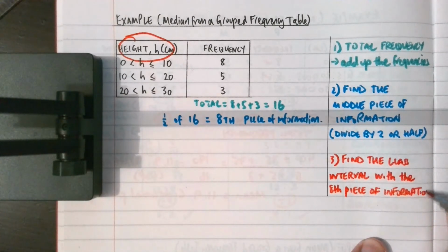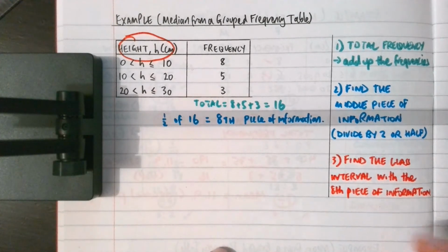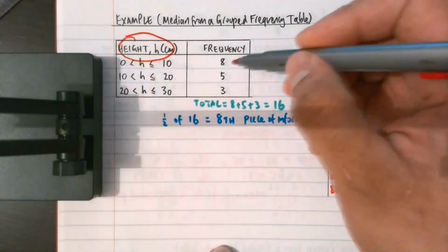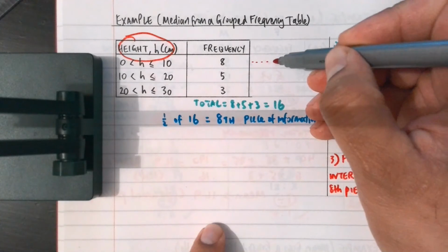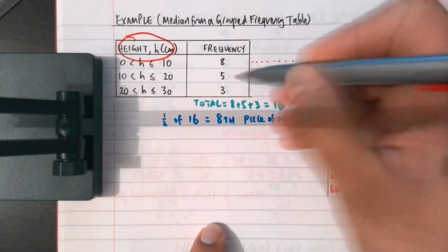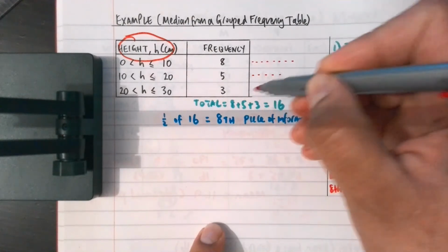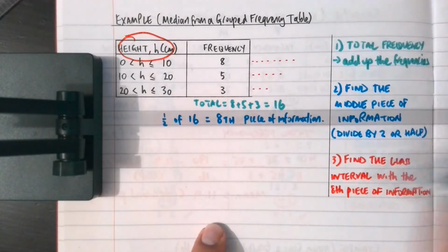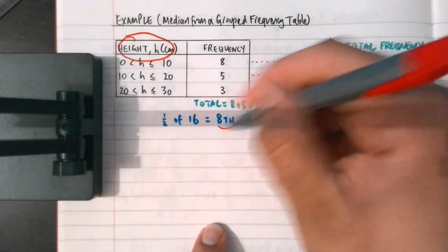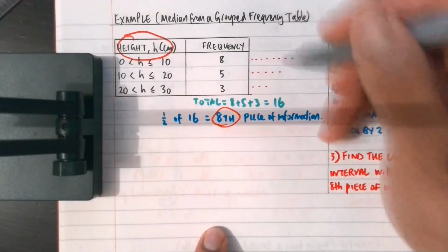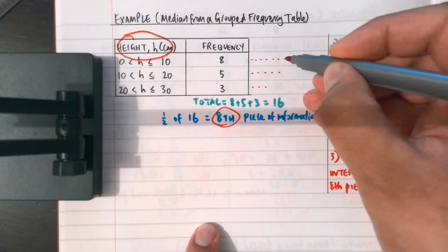Now, to make it easier, and you can only do this when the data is a smaller number, we can just identify those 8 pieces of information with dots. So that's 8 from the first group, there's 5 in the second, and there's 3 in the last group. We're looking for the 8th piece of information, so we're just going to count the dots. Yep. So it's going to be 1, 2, 3, 4, 5, 6, 7, 8.